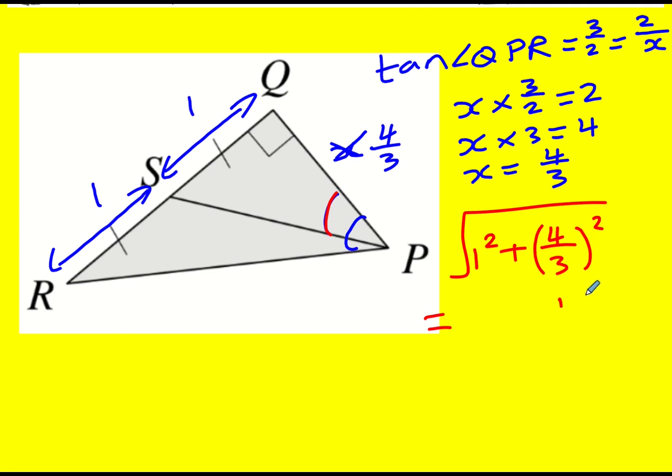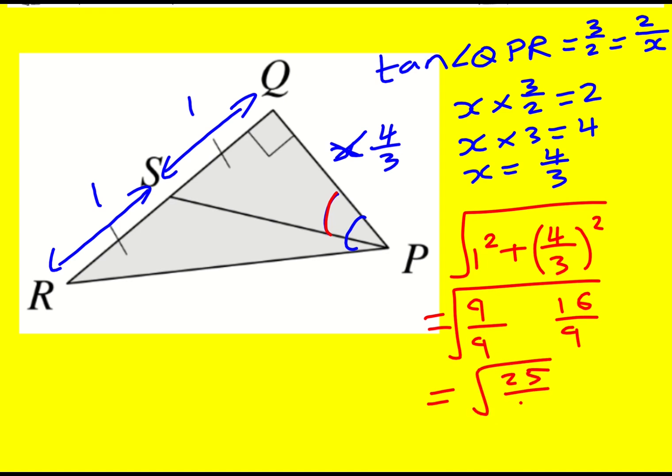I'm going to get 16 over 9 over here. So I can write 1, because 1 squared is 1, as 9 over 9, putting it over a common denominator. That is going to give the square root of 25 over 9, which is going to be 5 over 3. In some sense, this was a 3, 4, 5 triangle because 1 was actually 3 over 3. So we've got 3 in the numerator, 4 in the numerator, and so there's just going to be 5 in the numerator over here. Okay, but I didn't spot that, so it doesn't matter.